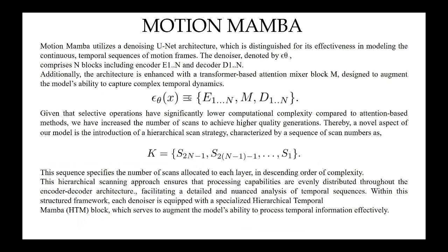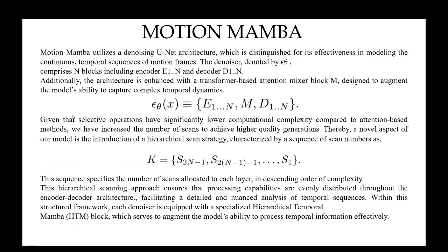So this is our E theta X, which is our denoiser model consisting of encoder E1 to En, mixer block, and decoder D1 to Dn. Given that selective operations have significantly lower computational complexity compared to attention-based methods, we have increased the number of scans to achieve higher quality generations.